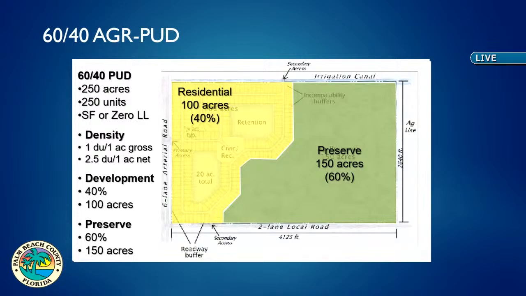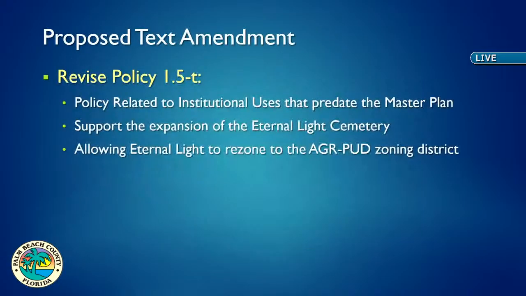But with this development option, the density is calculated at 1 unit per acre over the entire 250 acres, with the density clustered in the 40% development area. So this results in 250 units. The net density in the development area for this example works out to 2.5 units per acre.